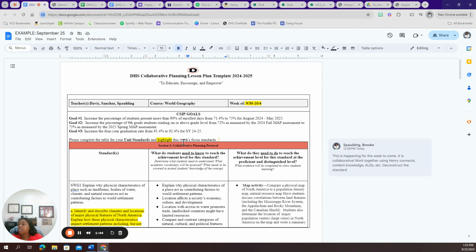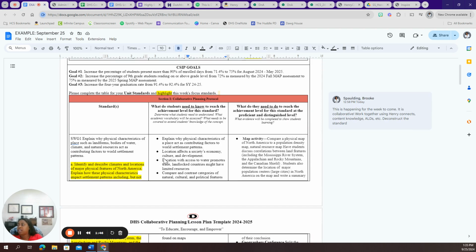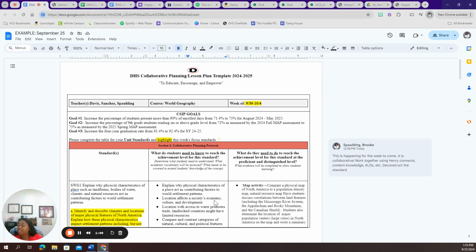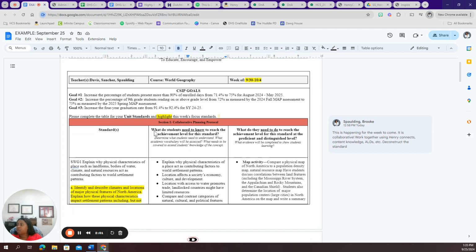So this first part of our document, notice that this is already filled out because I wanted this to be an exemplar for you to know exactly what your lesson plans should look like when you are completing them and having the conversation. It starts off with our unit standards. Notice it is not by week, it's more or less by unit. So before you actually enter into the next unit, you should be deconstructing your standards.